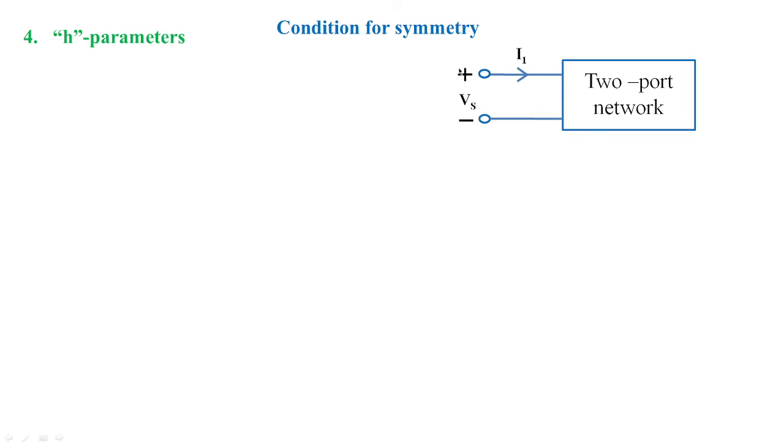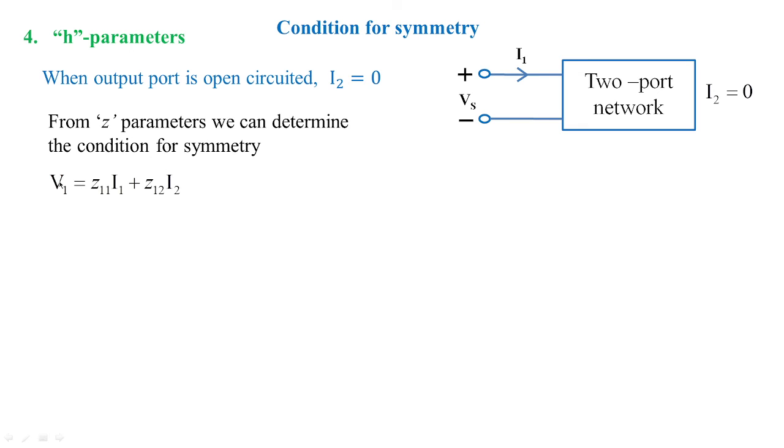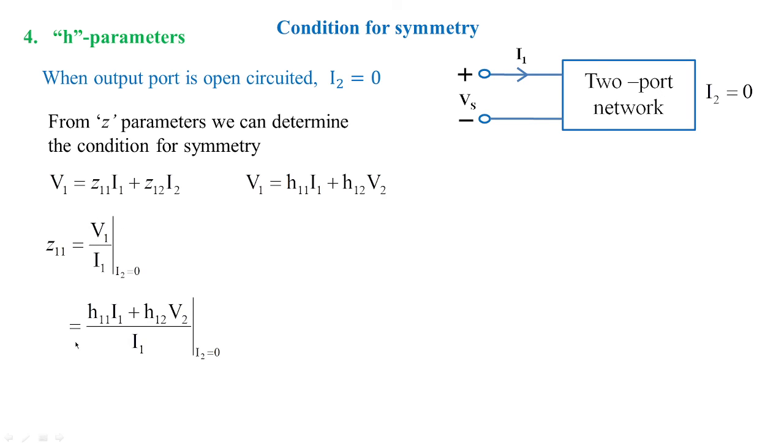And finally, the condition for symmetry for H parameters when the output port is open circuited. I'm going to get V1 is equal to Z11 I1 plus Z12 I2. I'm taking the help of Z parameters, so that Z11 is equal to V1 by I1 at I2 equal to 0. And the H parameters are given by V1 is equal to H11 I1 plus H12 V2. Just I'm taking this V1 over this particular numerator, so that I'm going to get Z11 is equal to H11 plus H12 V2 by I1. I'm treating this equation as 7.